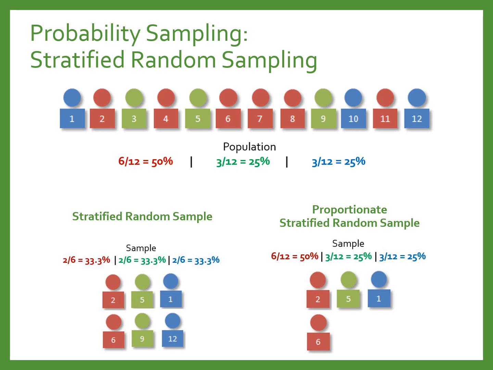So as you can see here, if 50% of the population is red and 25% is blue and 25% of the population is green, then you want the sample to represent that. So in a sample of 4, you would randomly select 2, 50% from the red group, and 1 or 25% from the blue group and the green group to have a proportionate stratified random sample.